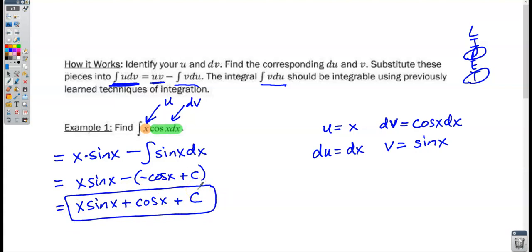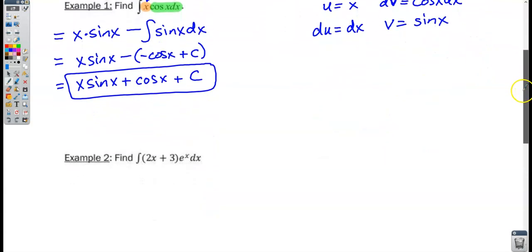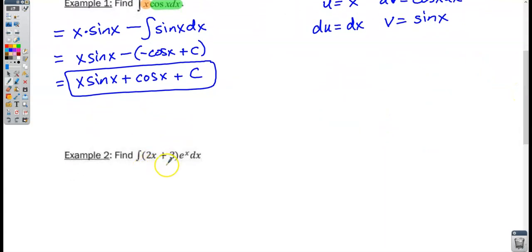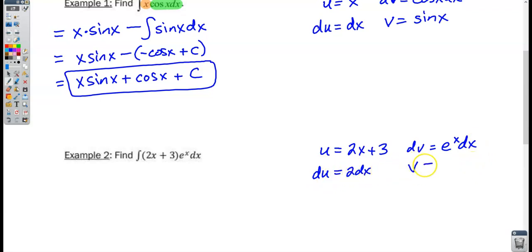All right, now that we got the basic idea, we're going to fire through a few more examples. Example 2, find the integral of the quantity 2x plus 3 times e to the x. Again, LIPET, we have a polynomial and an exponential. So we're going to choose the polynomial as our u, and our dv is going to be e to the x dx. I find the derivative of u. I find the integral of v.